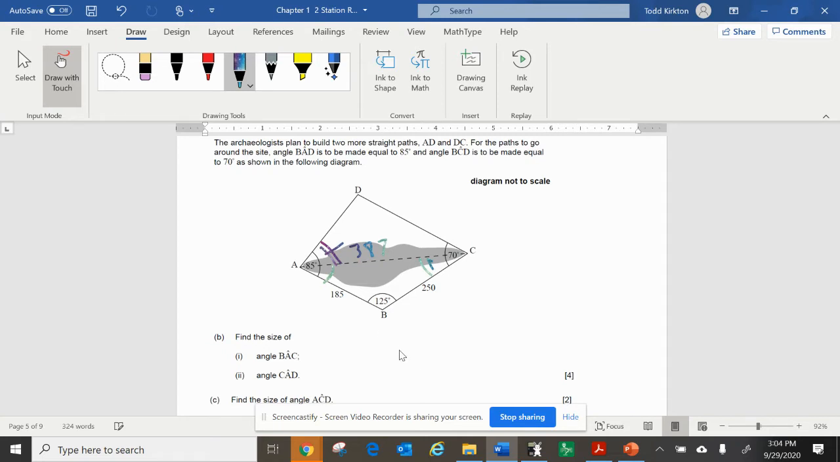So again, I ask myself, do I have an angle side pair? In this case, I do. So I can use law of sines. So 387 over the sine of 125 equals 250 over the sine of theta, which is what we're finding.